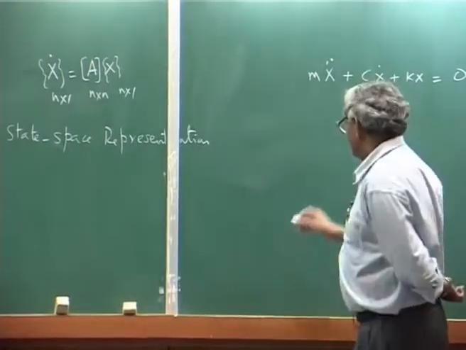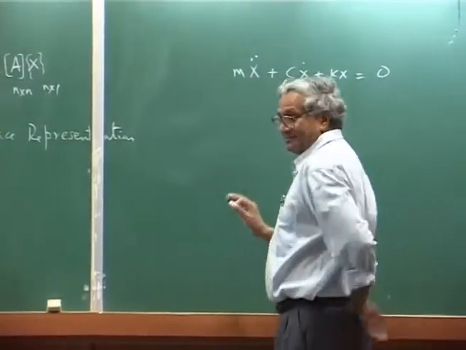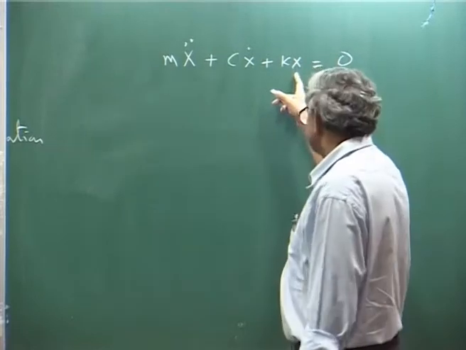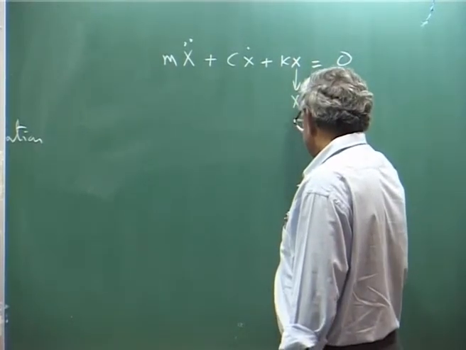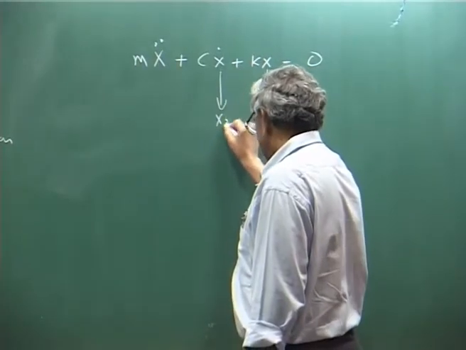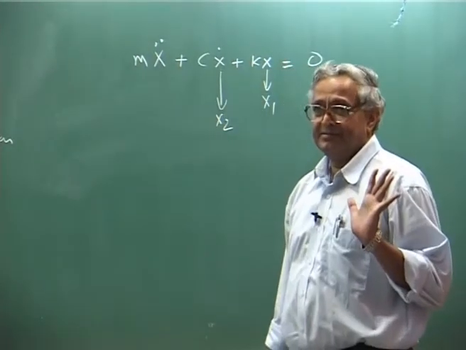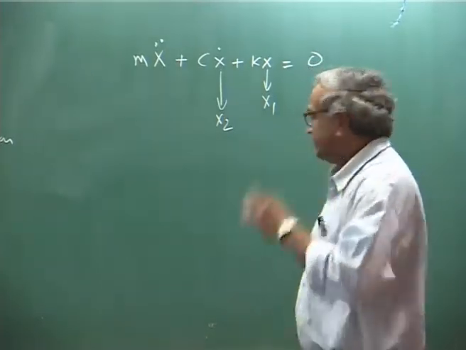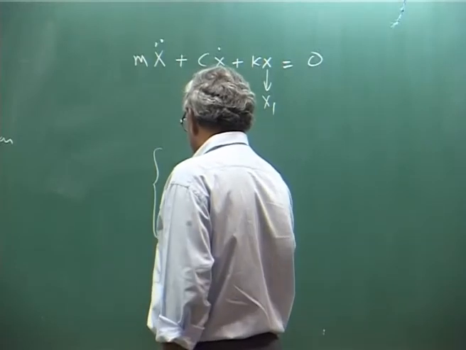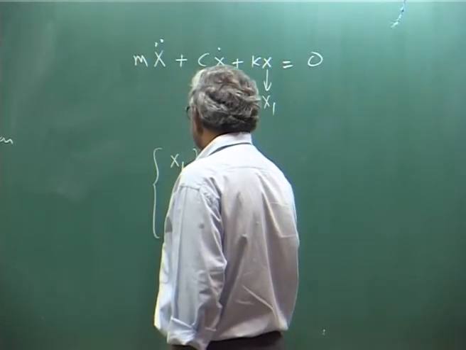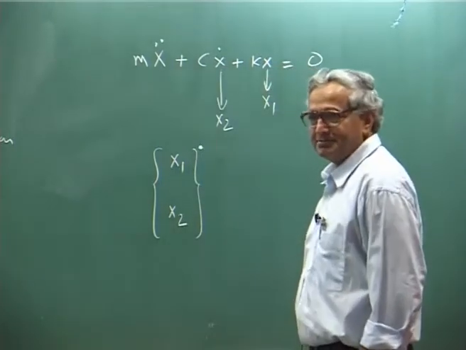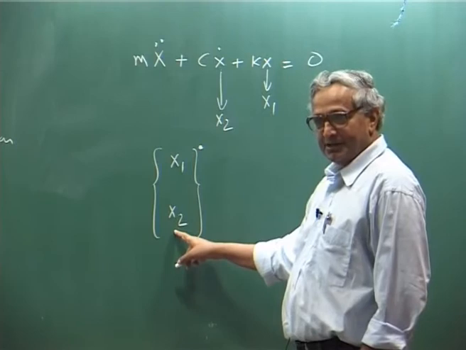Okay. What you do is, there is a very clear simple thing, you call this x1, you call this x2. Now your equation, x1 x2 time derivative, that is x1 dot, x2 dot.